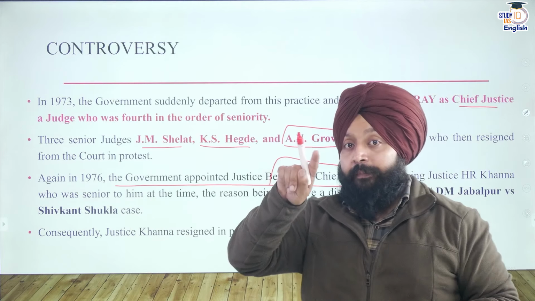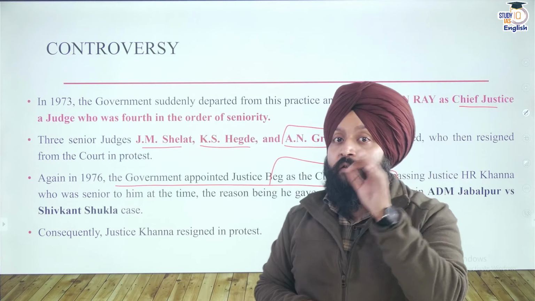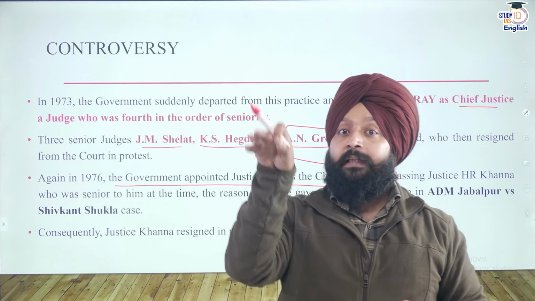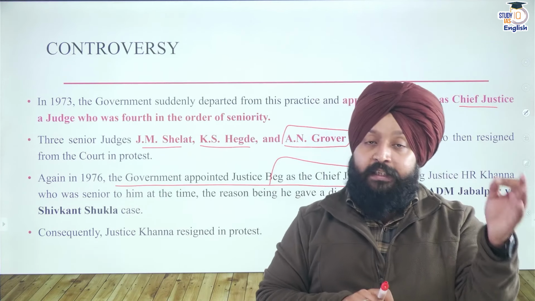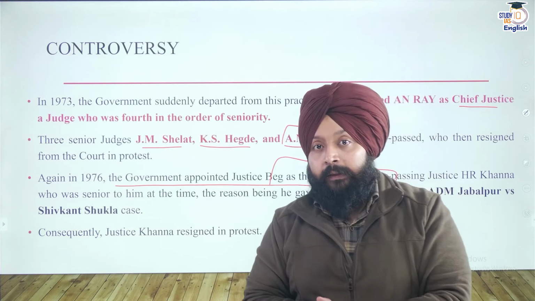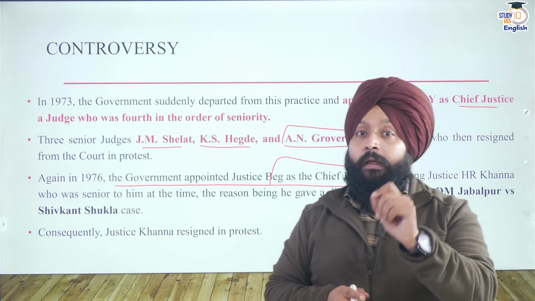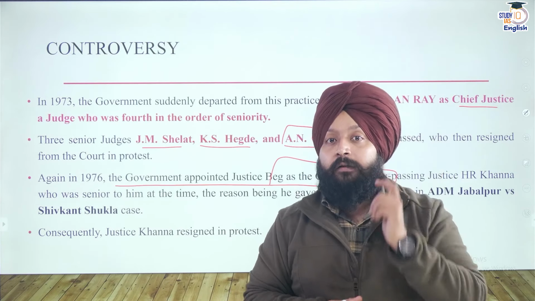At that point of time, Justice H.R. Khanna, Justice H.R. Khanna was the senior most judge. So rather than appointing Justice H.R. Khanna as the CJI, government appointed Justice Beg. Again, there was churning in judicial circles. So again, the government was accused of intervening in the independence of judiciary.